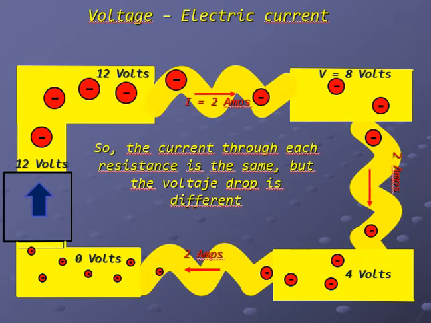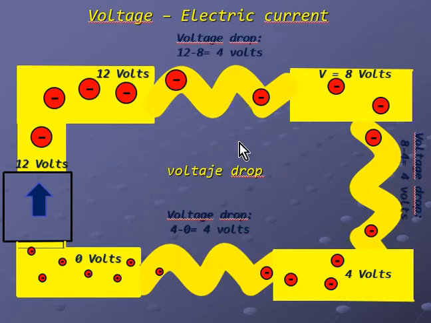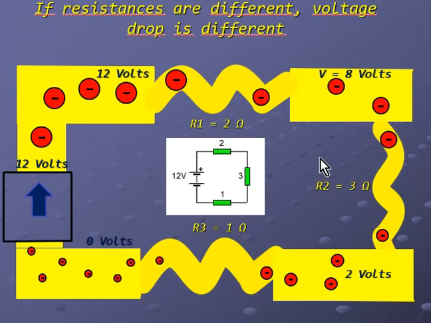Okay, but if we talk about current, the current is the same. We count the number of electrons going through this resistance, it is the same number of electrons going through this resistance and through this one. Imagine that we have 2 amps, so we have 2 amps, 2 amps, and 2 amps. Okay, remember the voltage drop and the current is different. Normally the resistances are different, so in this case the voltage drop is different.